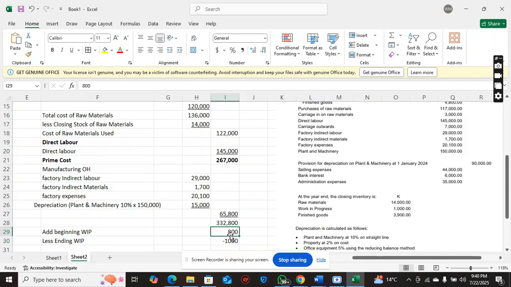So the beginning work in progress are the unfinished goods you begin with at the beginning of the year. That's why we're adding it to the manufacturing cost, because these will be the first to be worked on, because they're partially finished. Then the ending work in progress are the partially finished goods that you remain with at the end of the year. Because we're only interested in the total cost of goods that have been manufactured, we're subtracting this ending work in progress. Is that okay, colleagues?